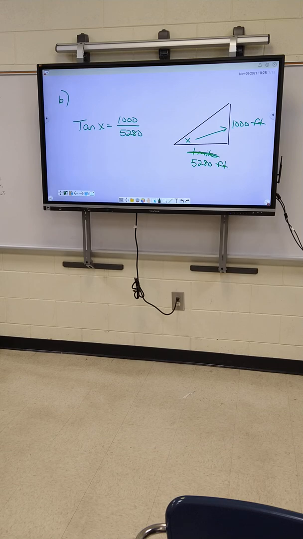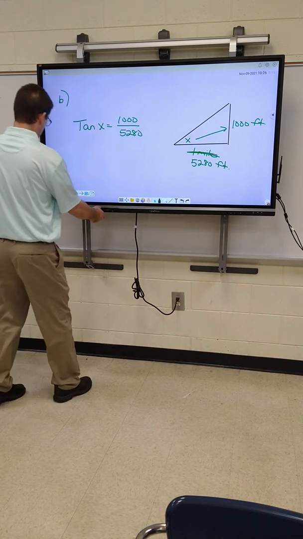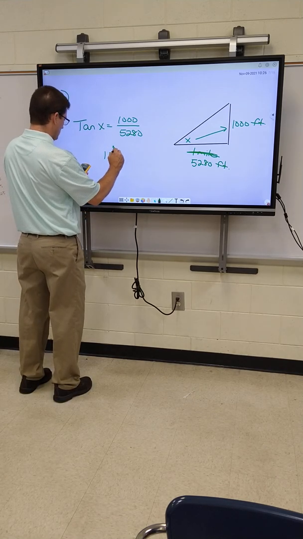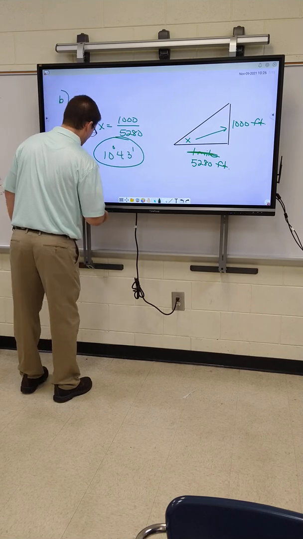All right, so this one's different. When it's got the x on the bottom, you just put that on the bottom. But look, the x is over here now. So we got to take tangent and move it over. So you'll do tan negative 1. And then type in 1,000 over 5,280. Make it degrees, minutes, seconds. All right, what y'all get? 10 degrees, 43 minutes. All right, let's take a quick break.